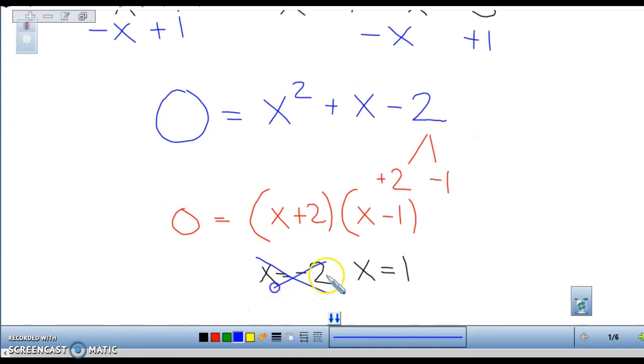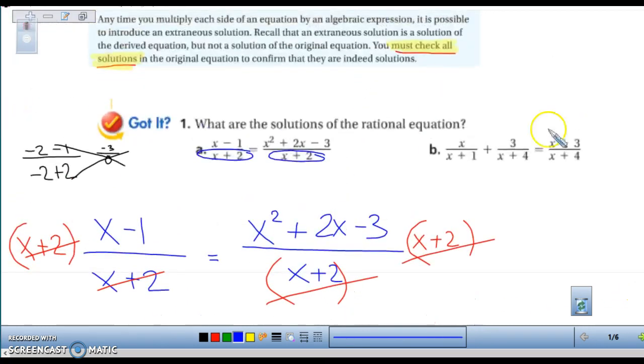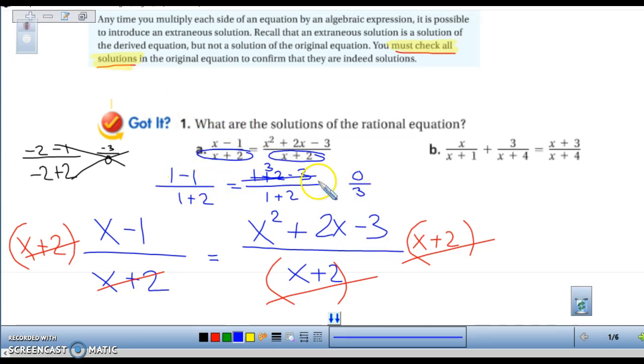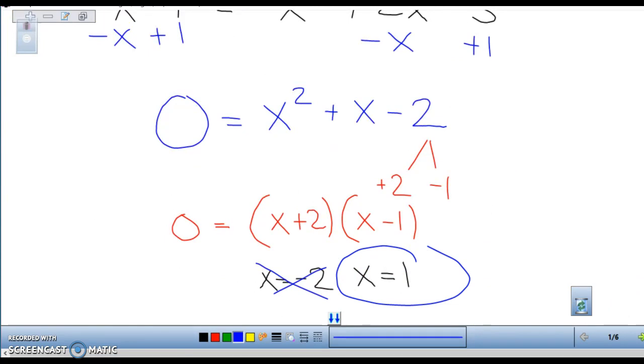Let's check to make sure positive 1 does. If we do 1 minus 1 divided by 1 plus 2 equals 1 plus 2 minus 3 divided by 1 plus 2. 1 plus 2 is 3, and 3 minus 3 is 0. So we have 0 divided by 3, and on the left-hand side, we have 0 divided by 3 as well. 0 equals 0, and that works. So x equals 1 is a solution to our rational equation.